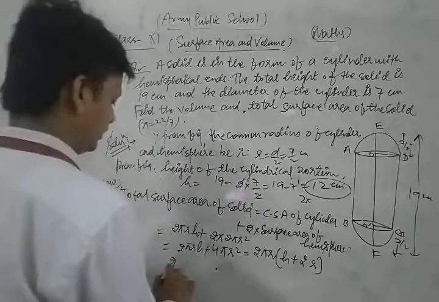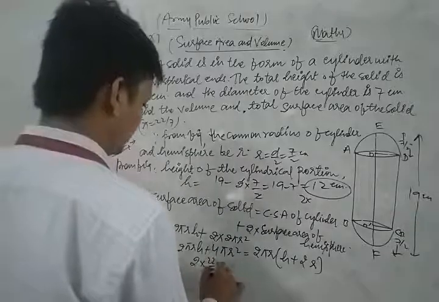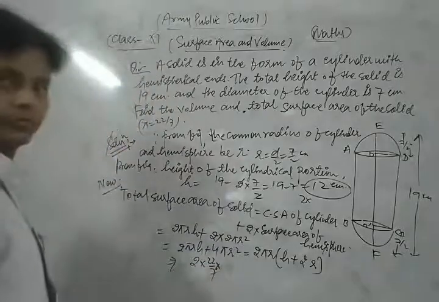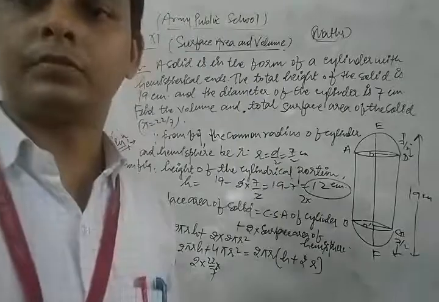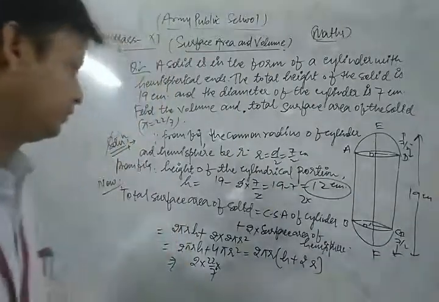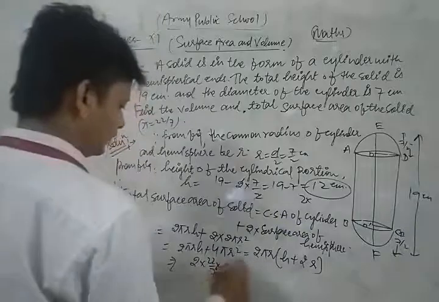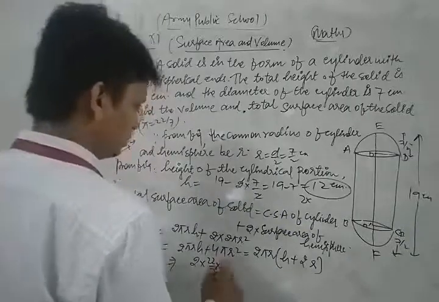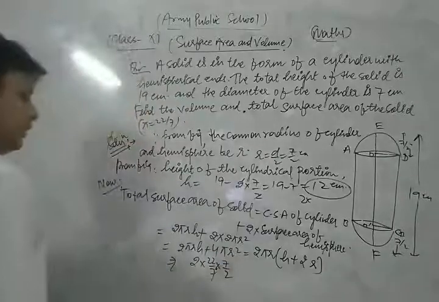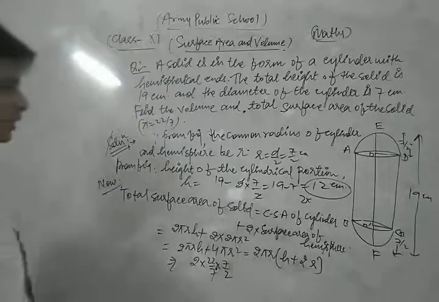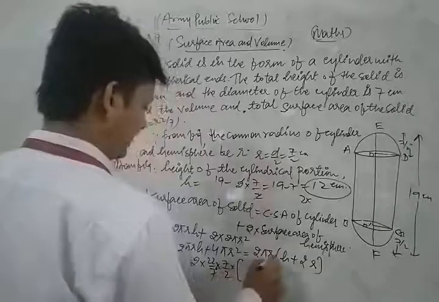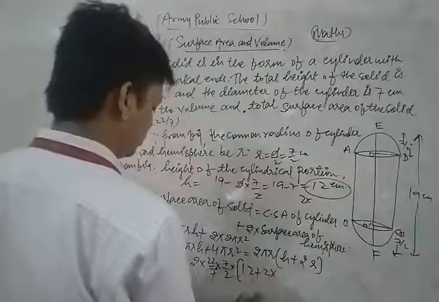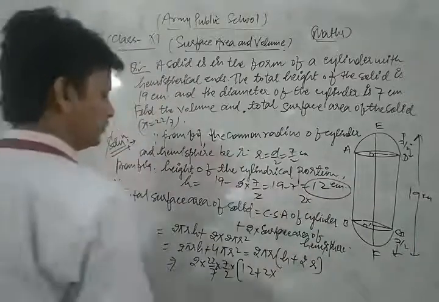Now dear friends, we put the value of r. This is 2 into 22 upon 7 into r, where r is 7 by 2, into h, meaning height of the cylinder, which is 12 plus 2 into r.